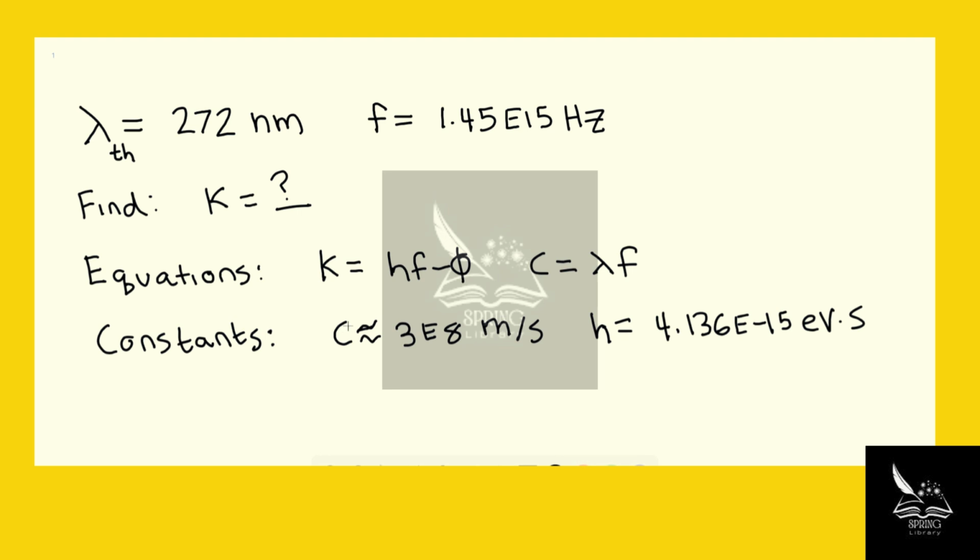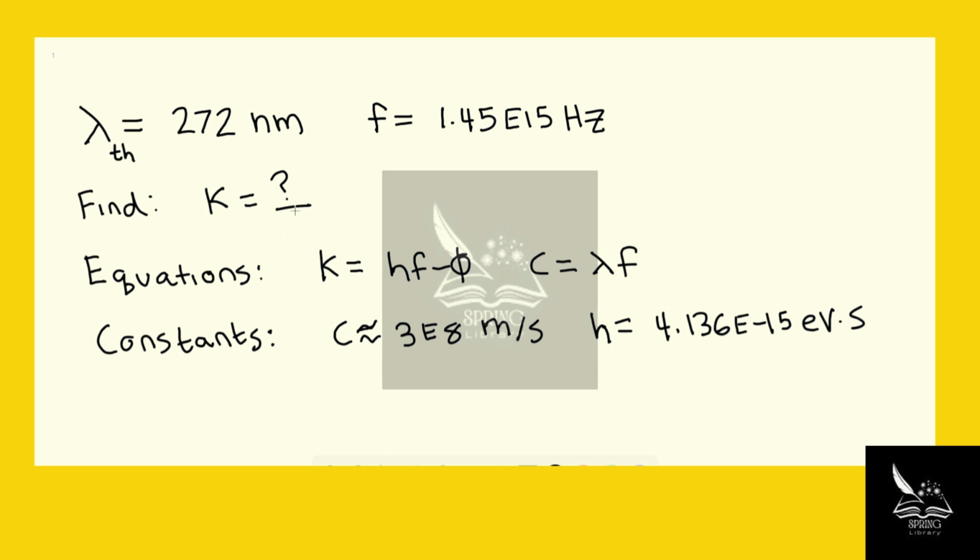Okay, in this problem we are asked to find the kinetic energy of ejected photoelectrons given a known threshold wavelength for our particular metal that the electrons are being ejected from. We also know the energy of the incoming light used to eject these photoelectrons.